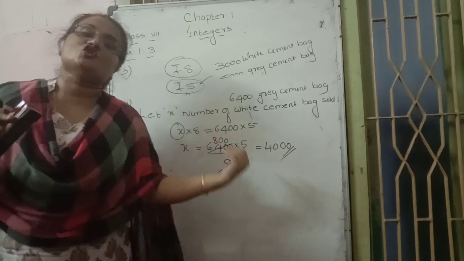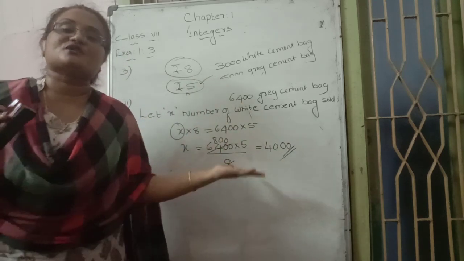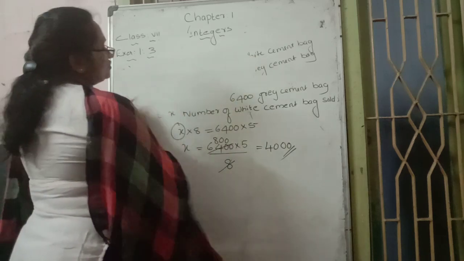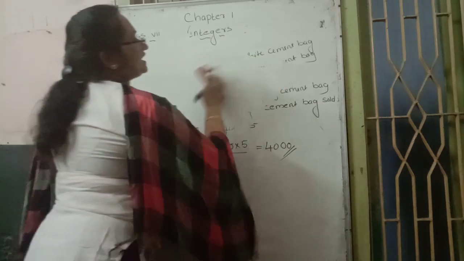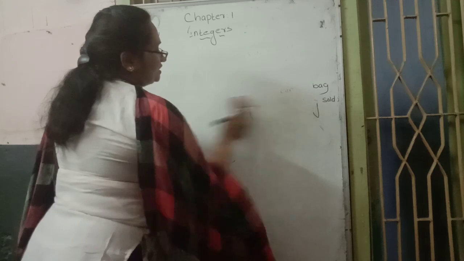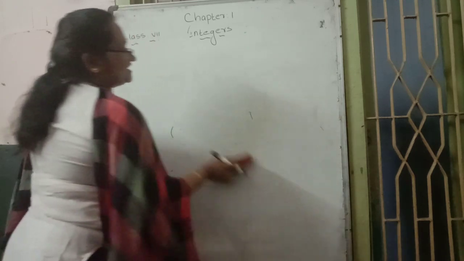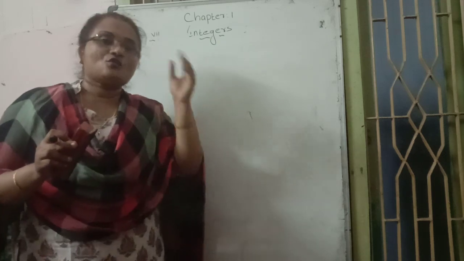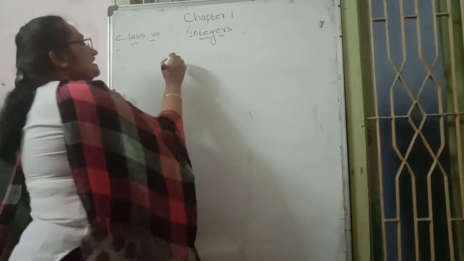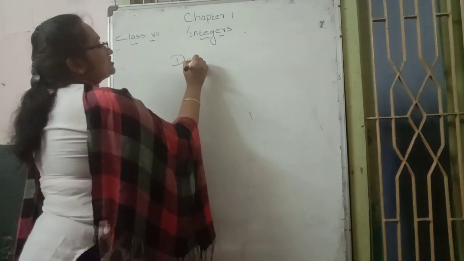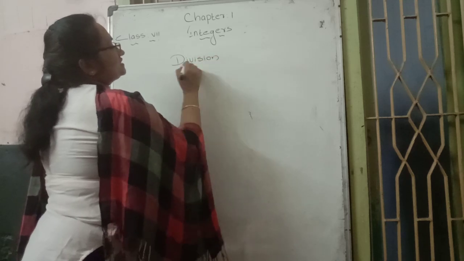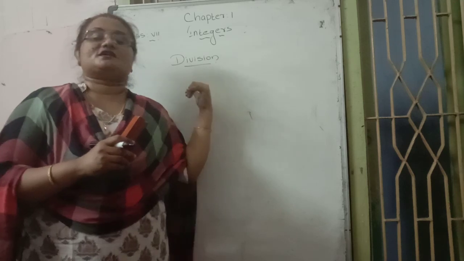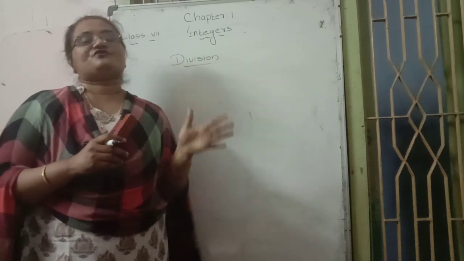That is the meaning of this word problem. I hope you can understand these 3 word problems. Next we go through some properties. Earlier we learned the properties of the multiplication, addition and subtraction cases. Now we are going to learn about the division case, the properties of division of integers.